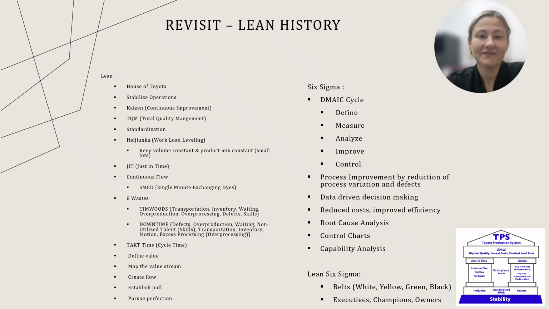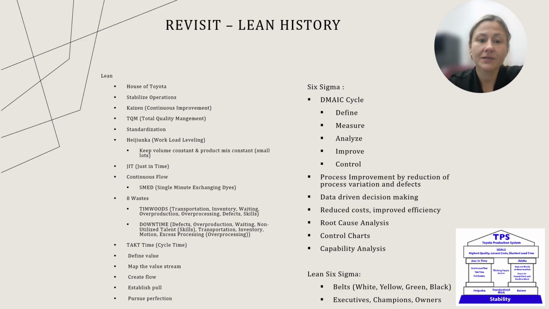So let's focus on revisiting. I'm going to start with Lean history. Lean manufacturing has roots in the early industrial age, practices similar to Eli Whitney's interchangeable parts and Henry Ford's assembly line. But I believe that Lean was fully developed by the Toyota Production System, also known as TPS, in Japan after World War II.